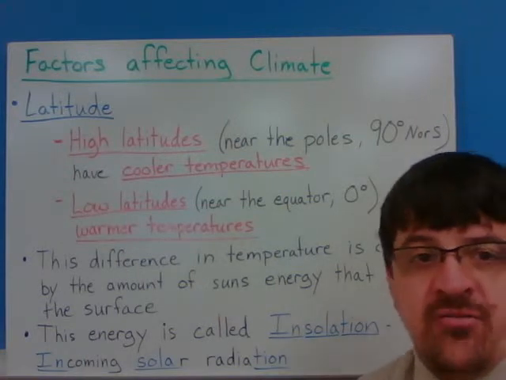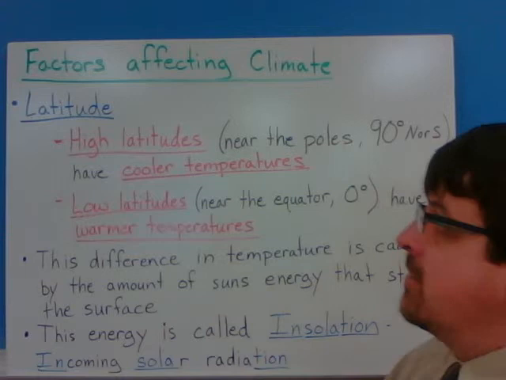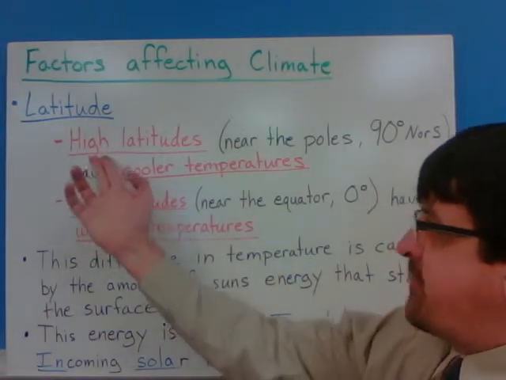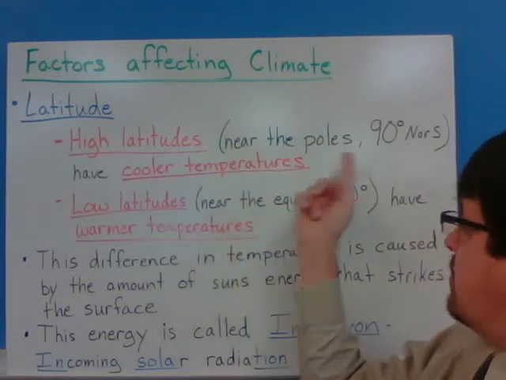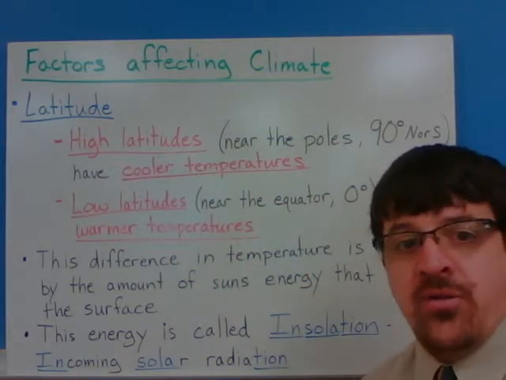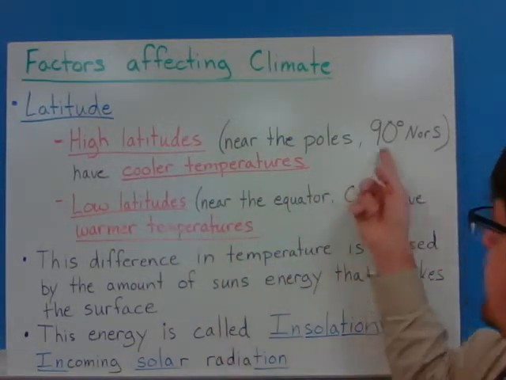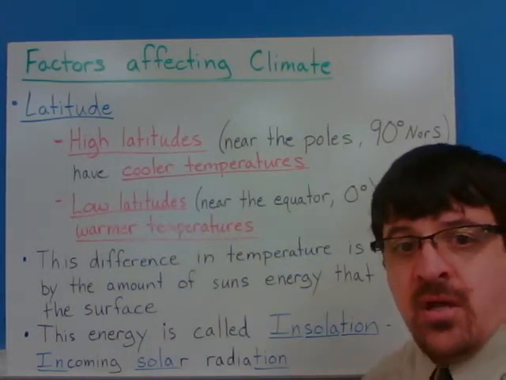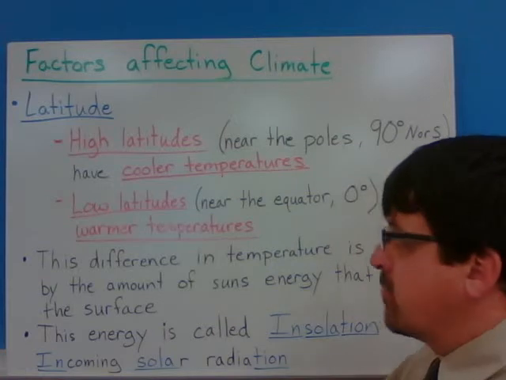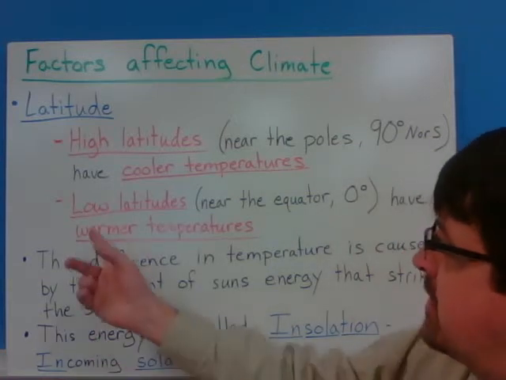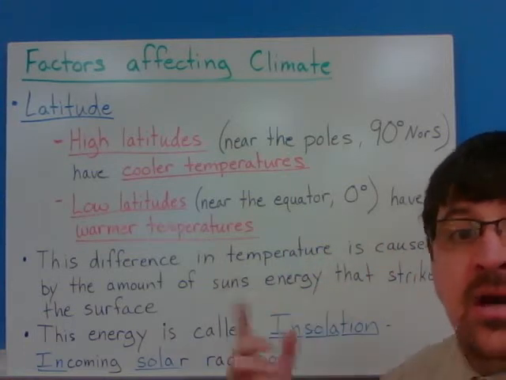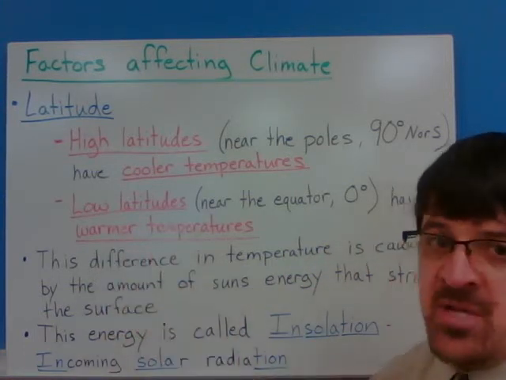Now, the factors affecting climate. Well, you have latitude. That's one of the biggest ones. If you're at a high latitude near the poles, 90 degrees north or south, you're going to have cooler temperatures. North Pole, South Pole, really cold temperatures. Now, if you're at a low latitude, near the equator, 0 degrees, you're going to have much warmer temperatures.